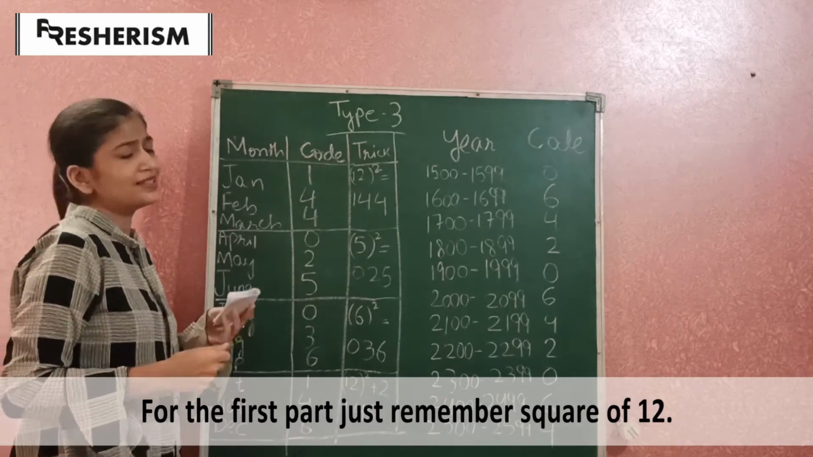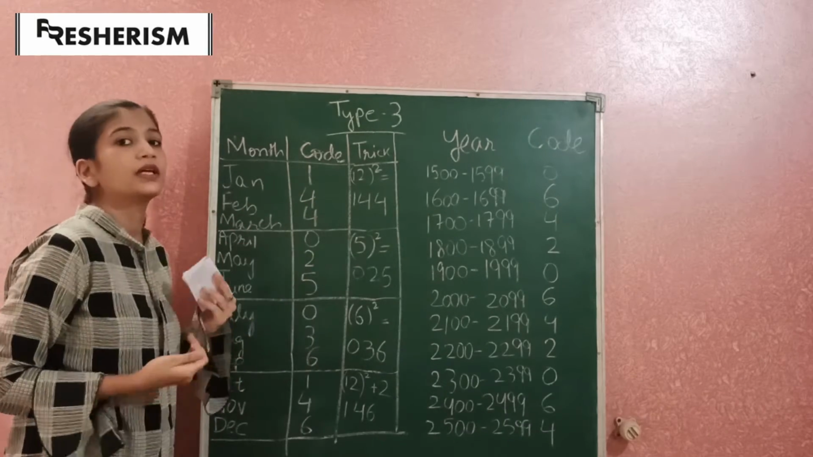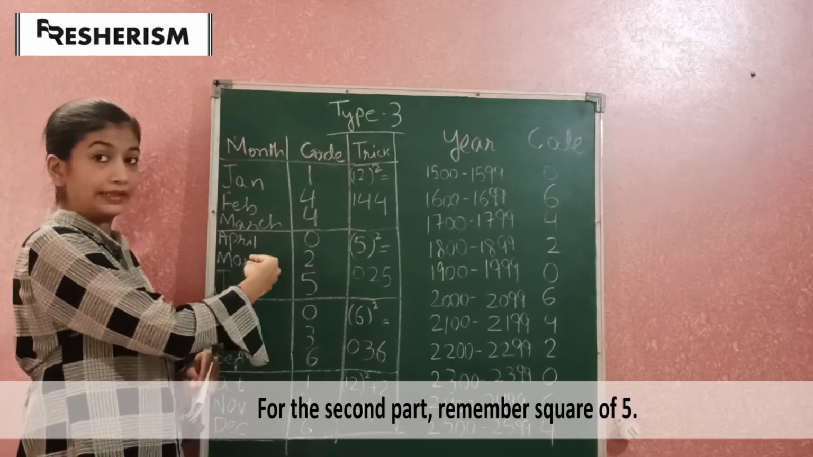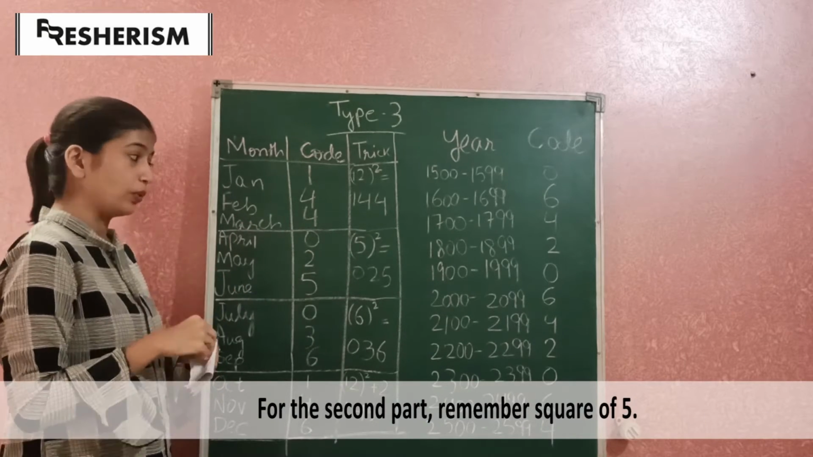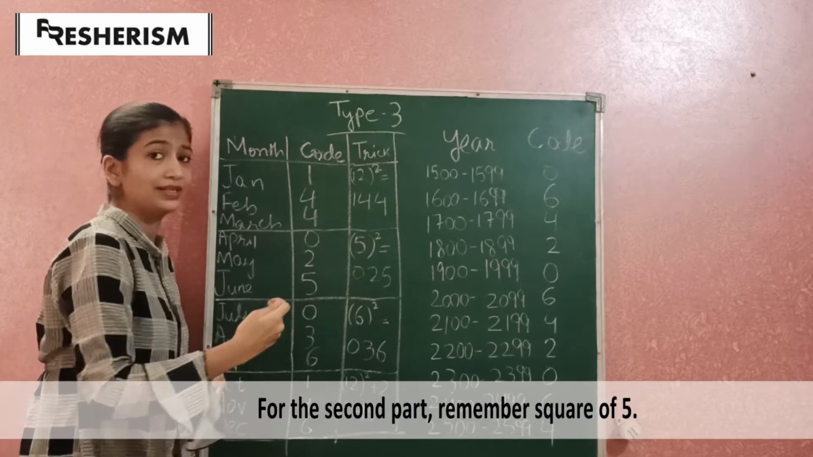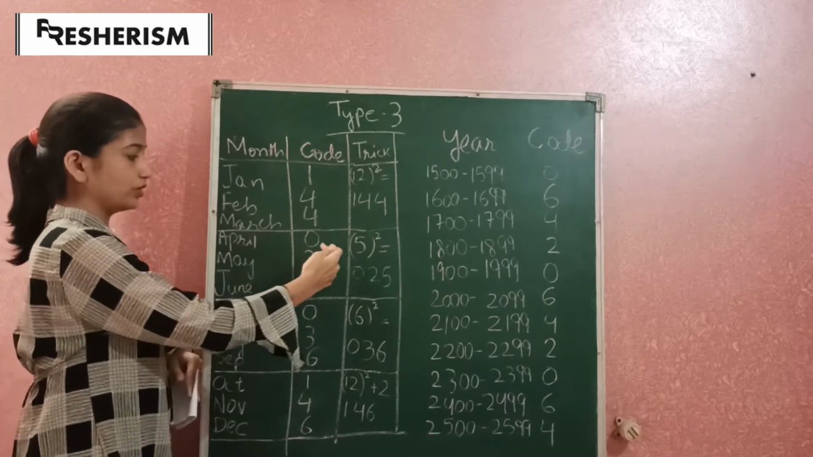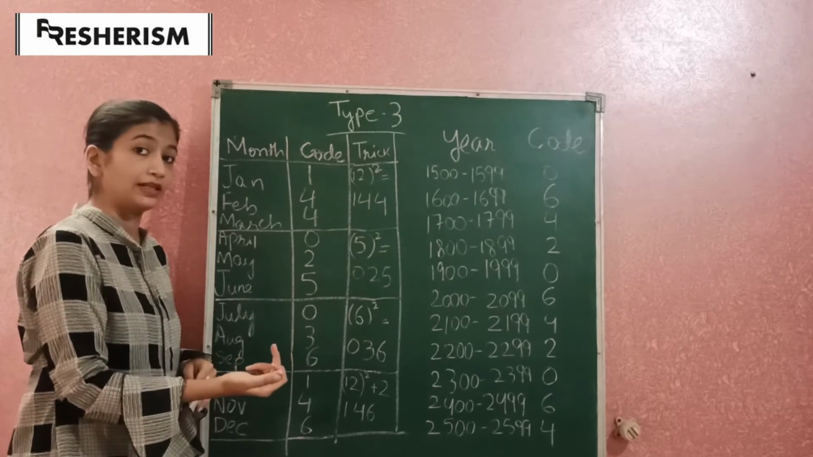For the second part, just remember the square of 5. Square of 5 is 25. But there are 3 months in the second part, so we have to add a 0, so that is 0, 2, 5. So these are the codes for April, May and June, 0, 2 and 5 respectively.